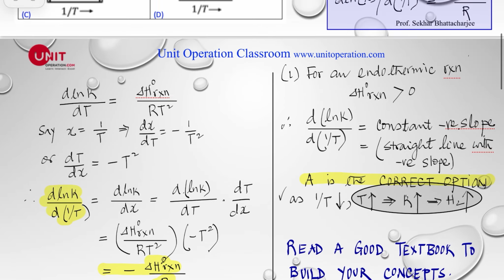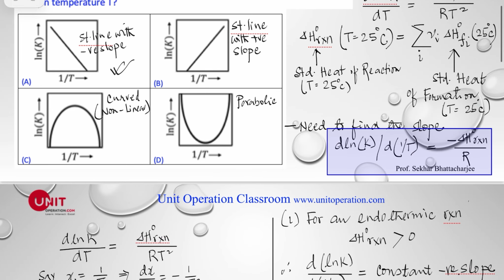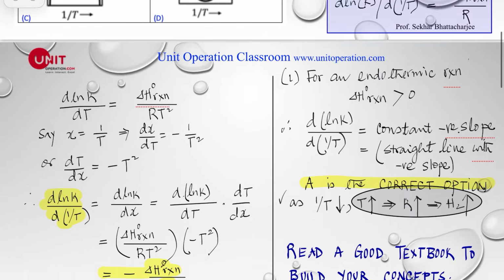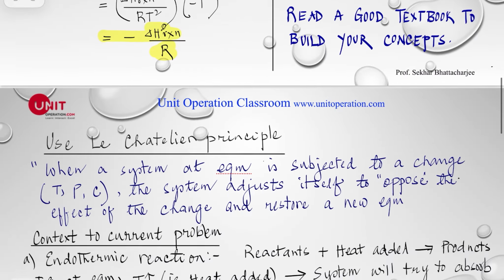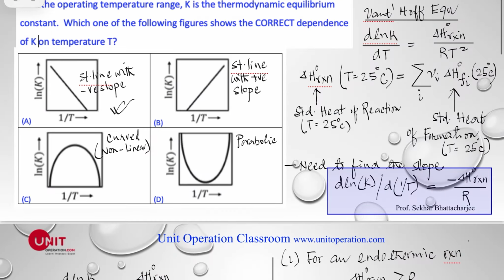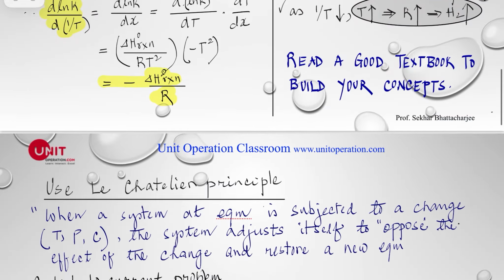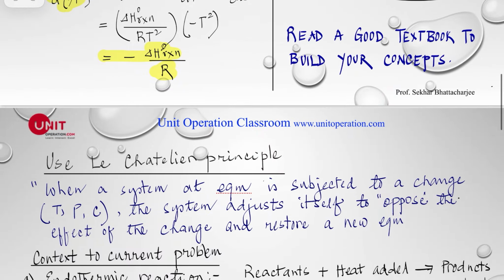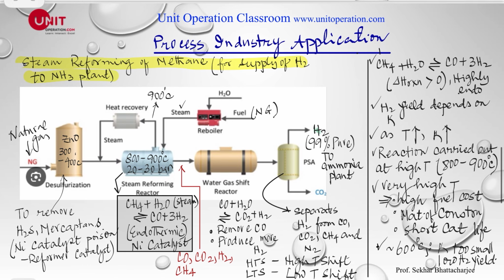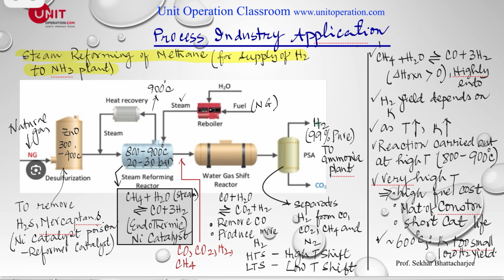So it's the same thing as we see that as temperature increases, the 1 over T value decreases. So as we keep on going, we see that K increases. So this is the correct option. So from both standpoints, quantitative and qualitative, that means the Le Chatelier principle, we see that option A is correct. Now you may stop the video if you want to, but I'm going to discuss more of the application of this problem to process industry application.